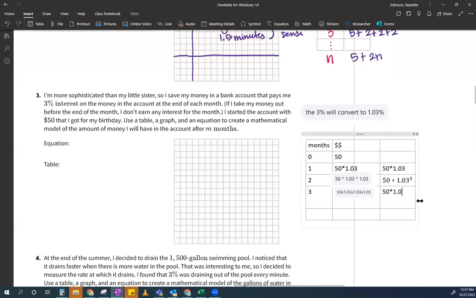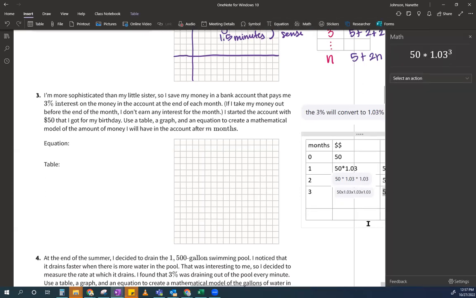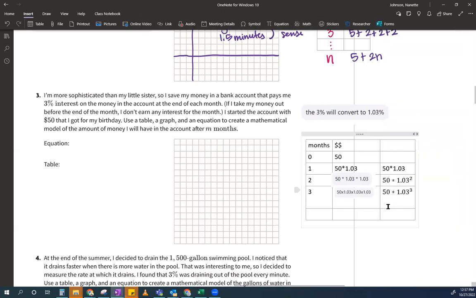50 times 1.03 to the third, someone says. Ms. Johnson, where'd you get that 3 from? Where did I get that 3 from? Yeah, it's the number of months. Perfect. So then if I write, I'm trying to be fancy here. This is the letter M. And why are you using M, Ms. Johnson? Because they told me to use the letter M, right? What would that equation be here?